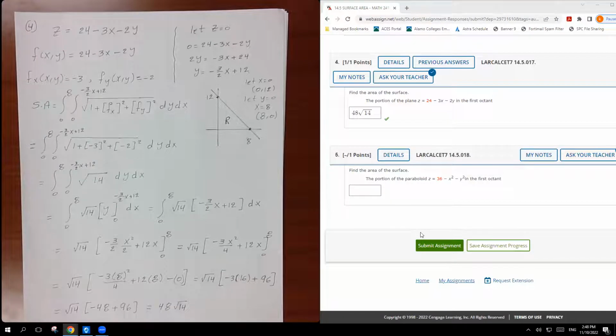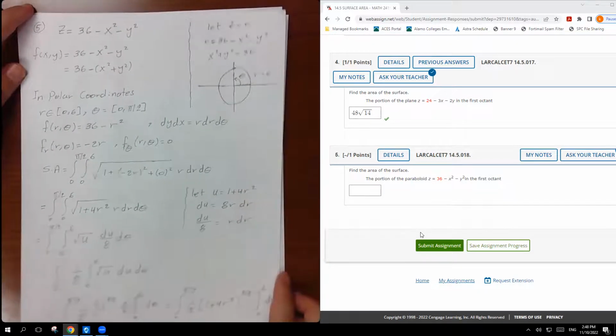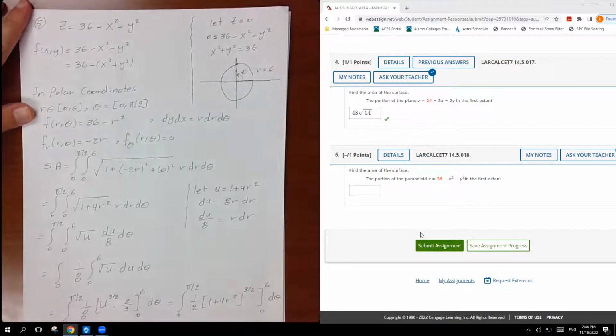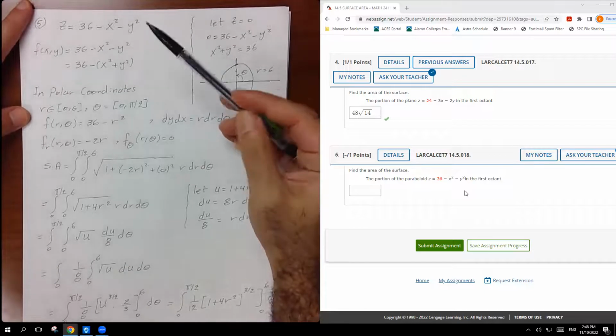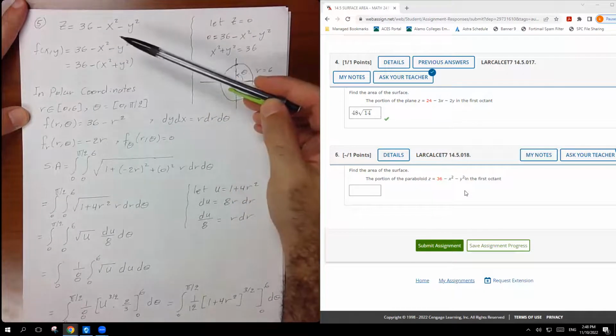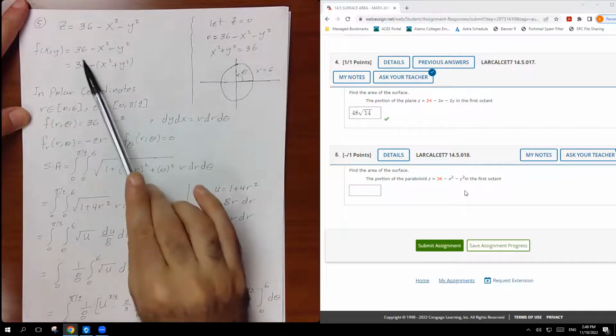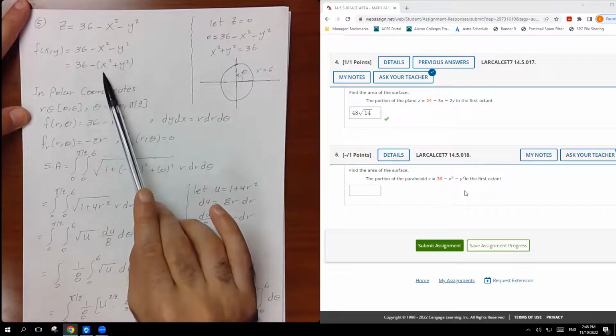Let's go to example 5, the last one. Example 5: the portion of the paraboloid z equals 36 minus x squared minus y squared in the first octant. So z equals 36 minus x squared minus y squared. I'm going to take the negative sign out, so it will be x squared plus y squared.